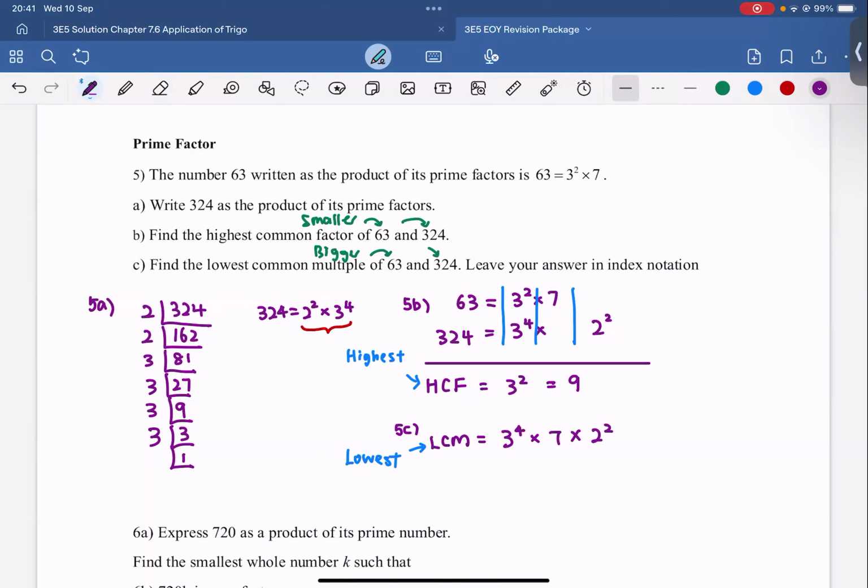Okay, do you need to calculate the value out? Yes or no? Can you calculate and write 2268? You cannot do that in this question. Why? Read. Question asks you to leave your answer in index notation. So you should not be writing 2268. You should just leave your answer as 3 to the power 4, times 7, times 2 squared.